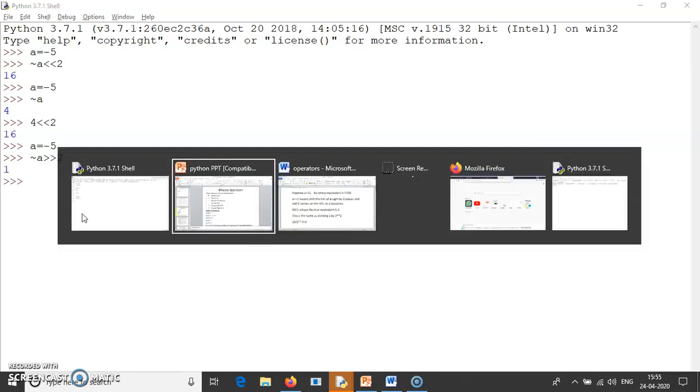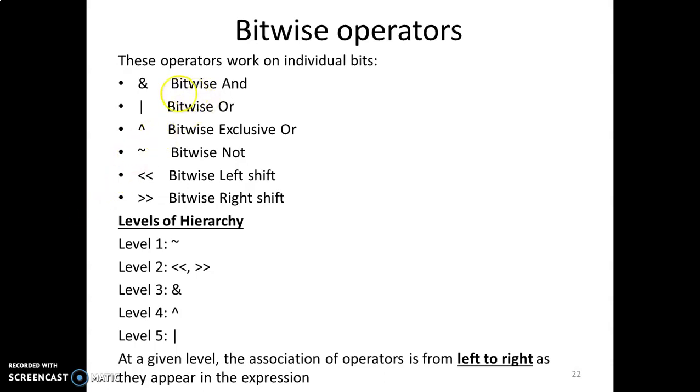So just to have a quick recap of these operators with you all: bitwise and, or, exclusive or, not, left shift and right shift, these are the levels of hierarchy. Bitwise not is at the top, and bitwise left and right shift follow it, then and, then exclusive or, and then or.